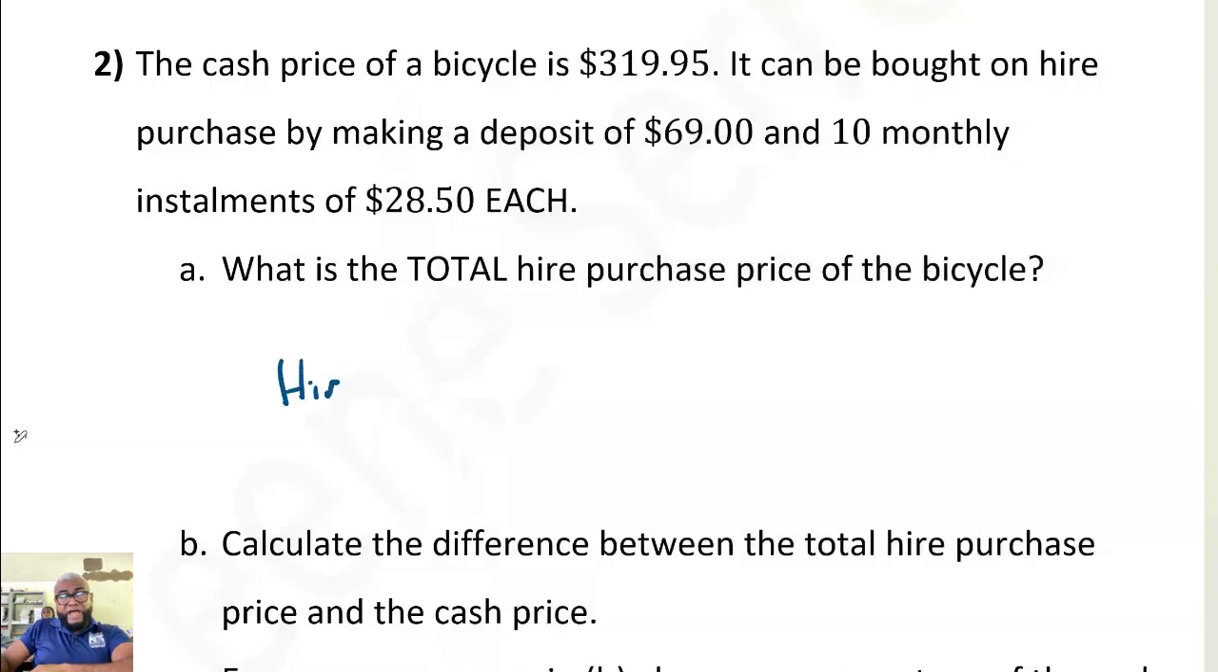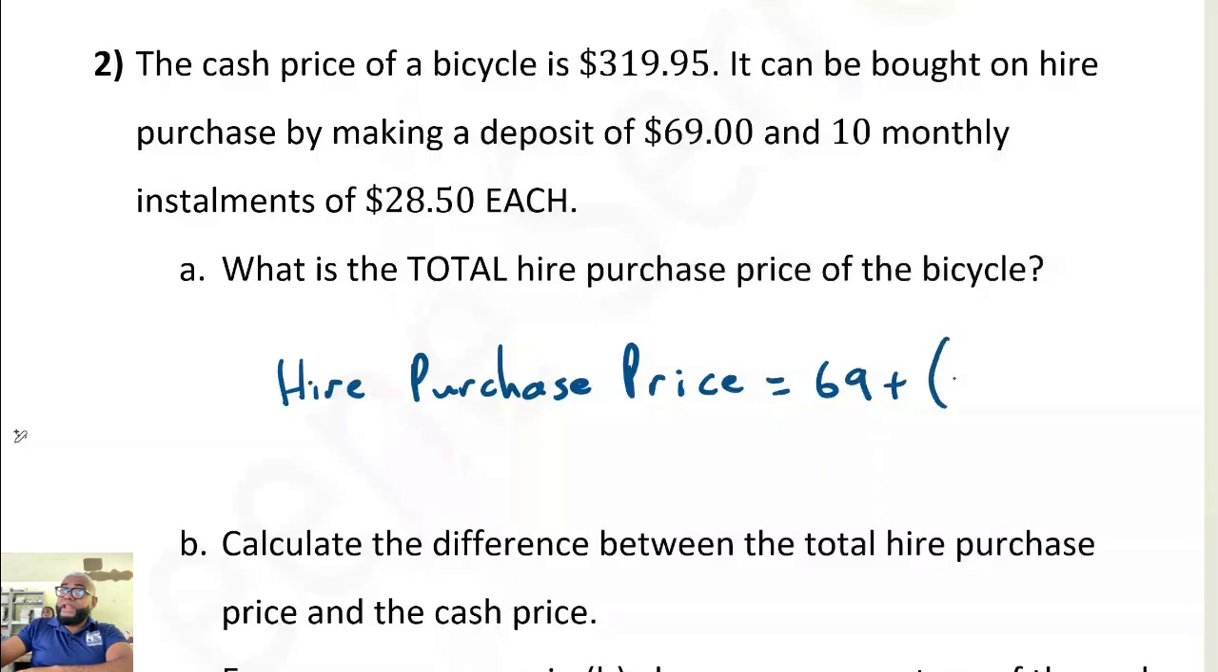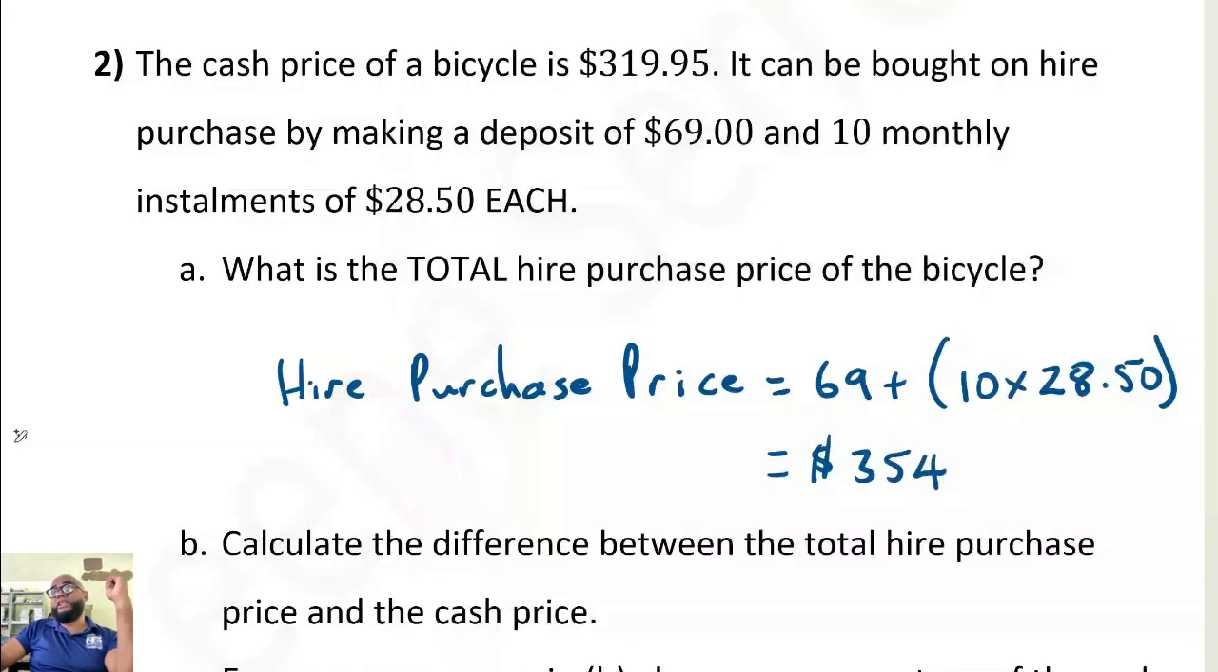So it's basically your hire purchase price. Right. So what's my deposit? 69 plus what am I multiplying in order to find my total installments? What am I multiplying? 10 by, boom, 28.50. Right? So what does this give me as my total hire purchase price? Anybody worked it out? $354 and how much cents? No cents? Straight 354, right?